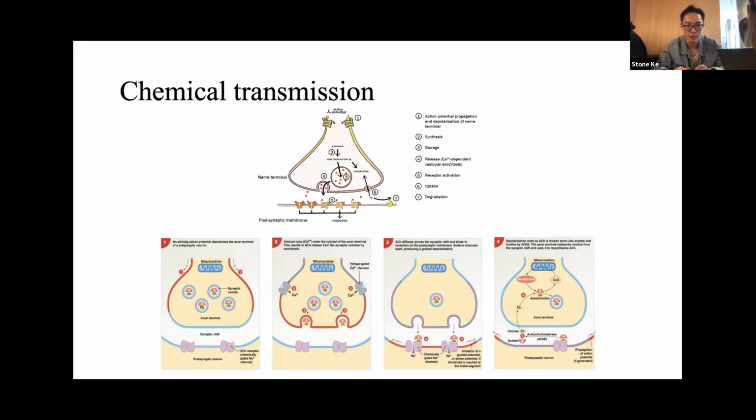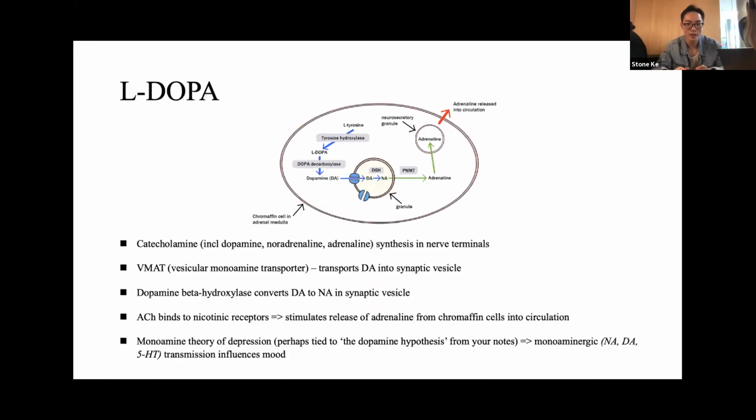Next slide, Lawrence. Oh yeah, I think this is the last slide, so you guys made it. L-DOPA. This has to do with what I saw in your slides, something called the dopamine hypothesis. But we're quickly looking at how dopamine is synthesized, how noradrenaline is synthesized, and how adrenaline is synthesized.